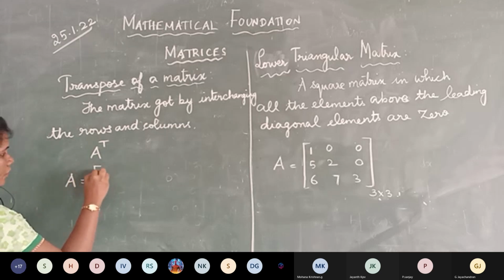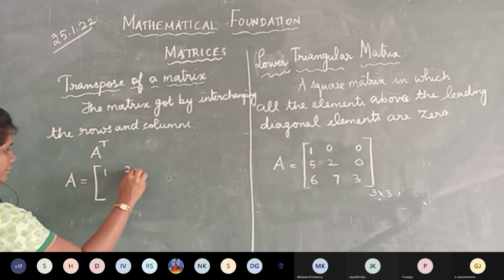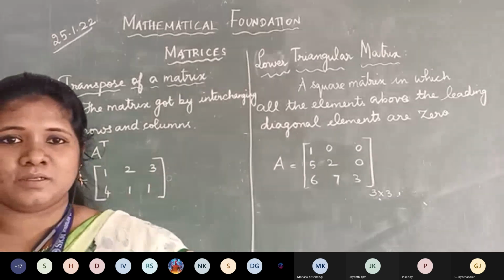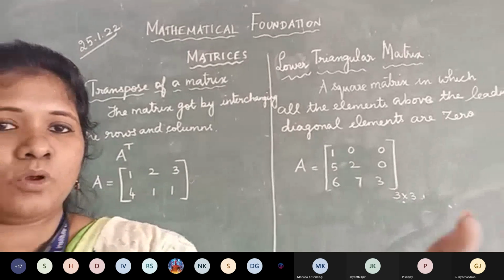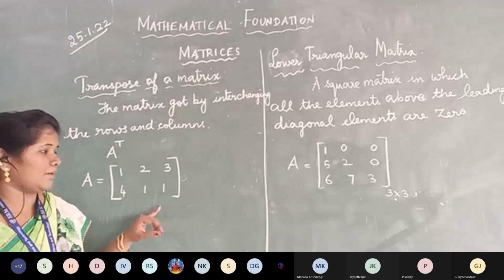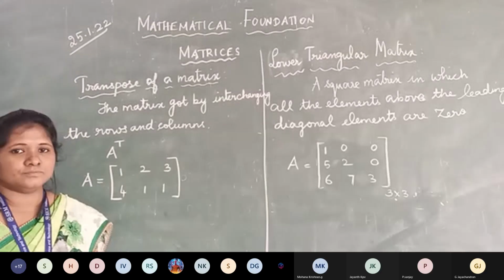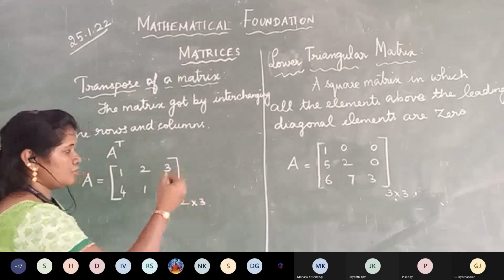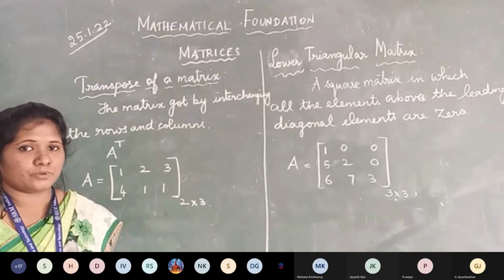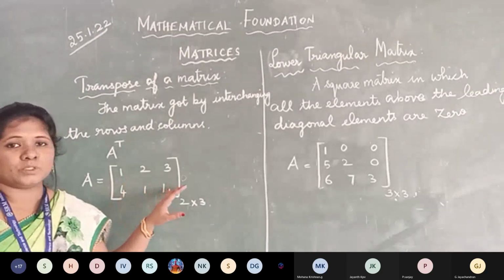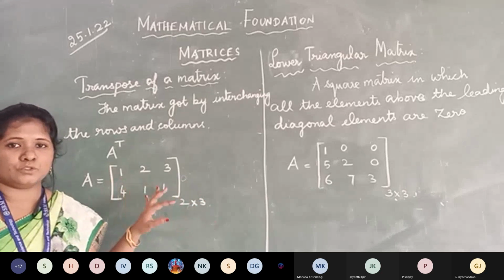So when your A is equal to a given value like 1, 2, 3, 4, 1, 1. Okay, so this is your matrix. Now tell me what is this matrix order? 2 cross 3. So in this 2 cross 3, you're going to find out the transpose. Your rows will be converted to columns and your columns will be converted to rows.